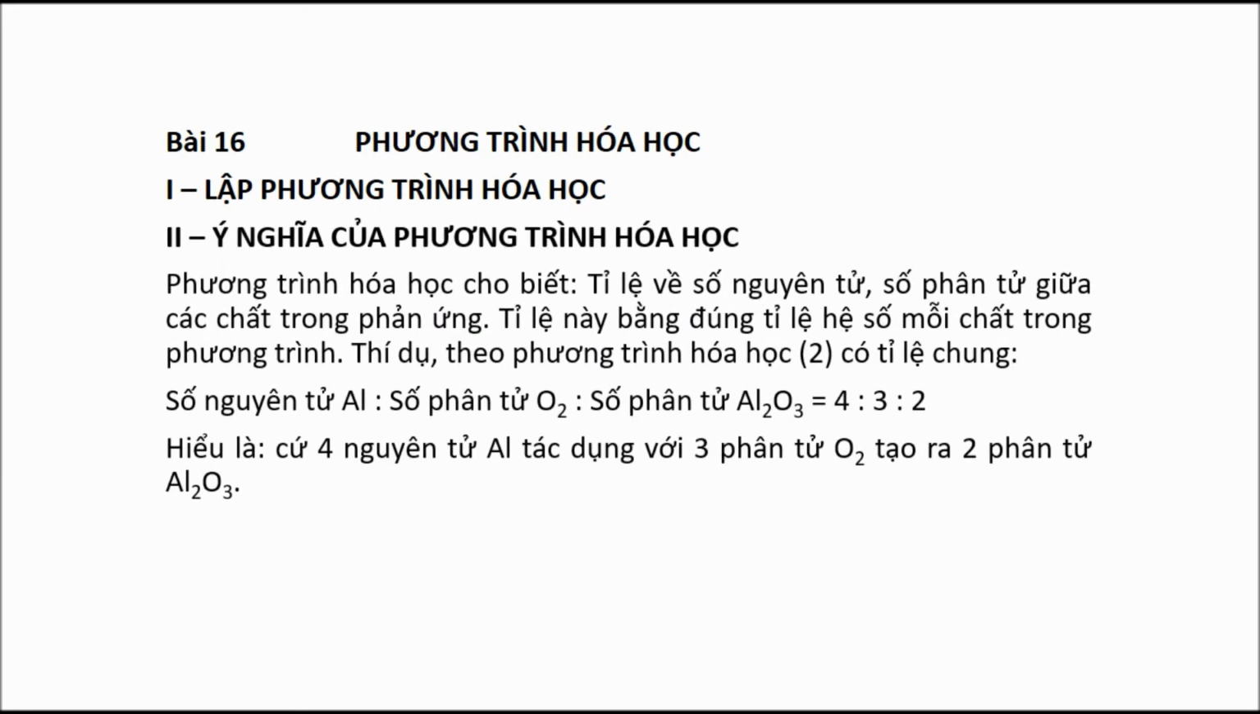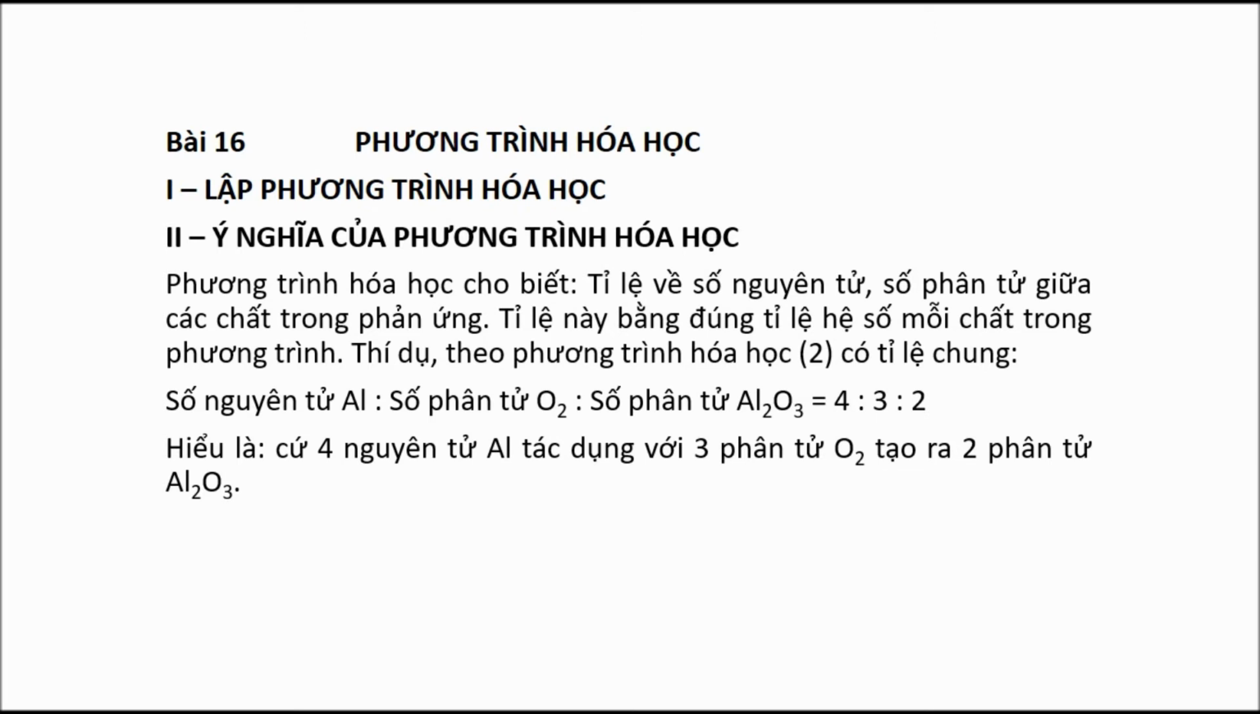2. The meaning of chemical equations. Chemical equations show the ratio of the number of atoms and the number of molecules among the substances in the reactions. This ratio is equal to the ratio of the coefficients of substances in the equations. For example, according to chemical equation (2), there is the ratio: the number of Al atoms to the number of O2 molecules to the number of Al2O3 molecules equals 4 to 3 to 2.